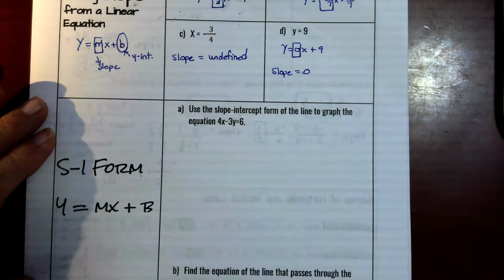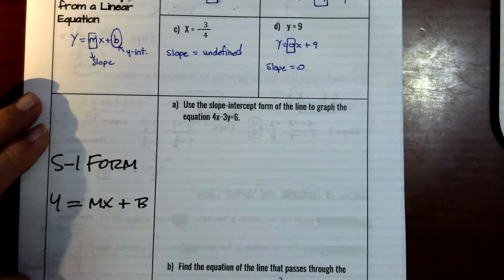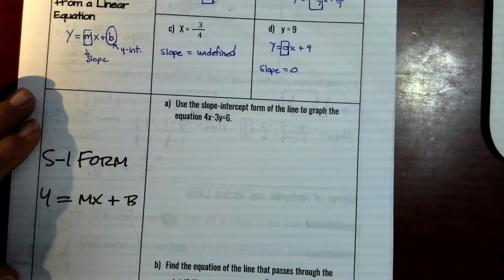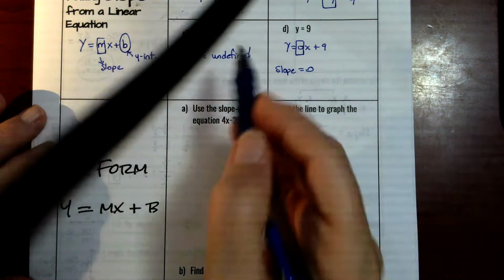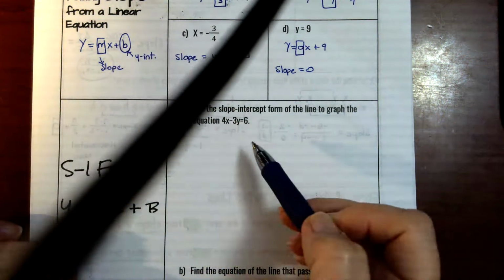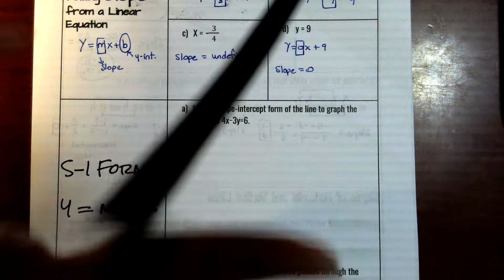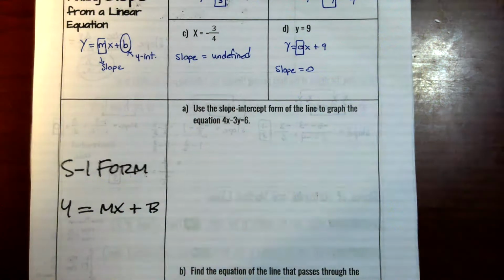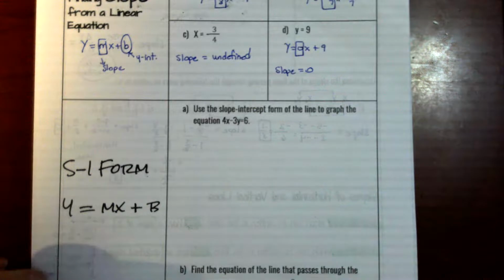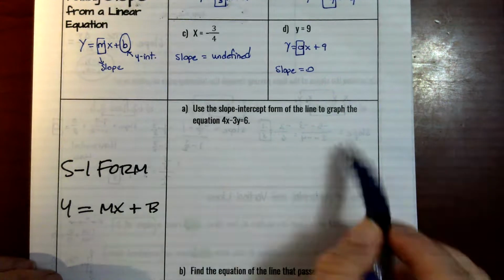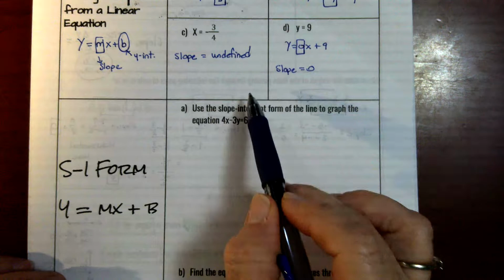Continuing on with slope-intercept form, let's look at going the other way with it. So instead of being given the equation and being asked to find the slope, this time you're given some information, and this one wants us to actually go ahead and graph. So it's the same thing we did here. So we're going to go ahead and graph it.